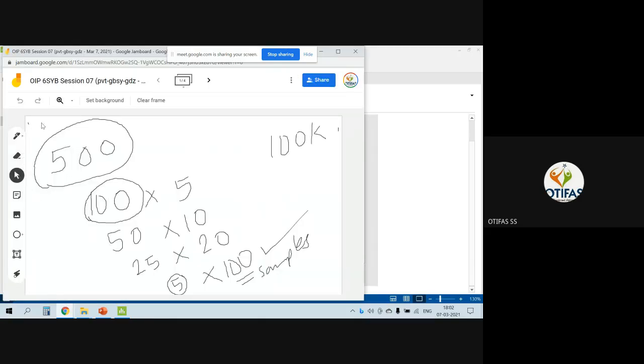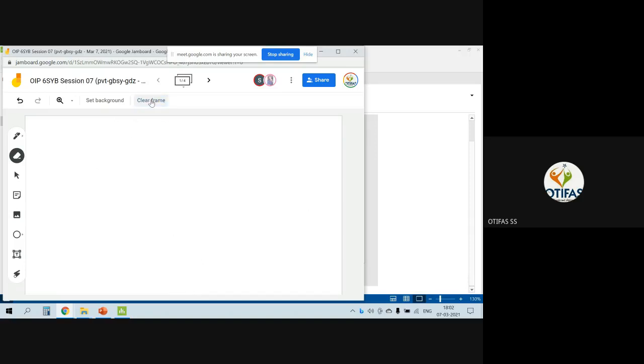So how do I erase everything? I cannot erase it once. Okay, clear frame. Okay, sorry, it's there, clear frame.